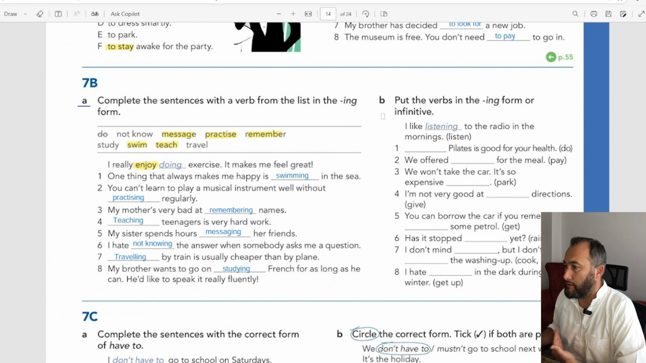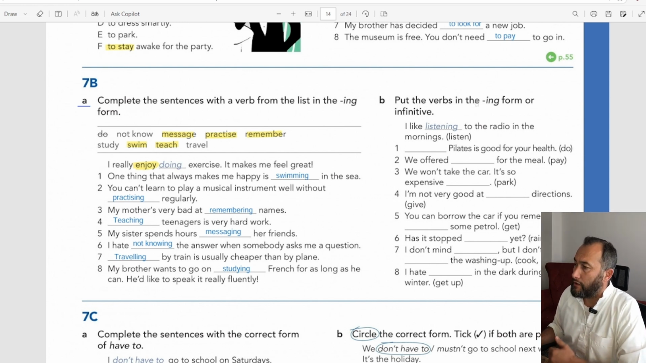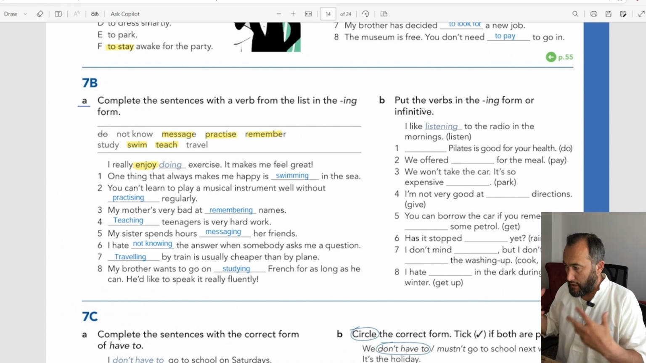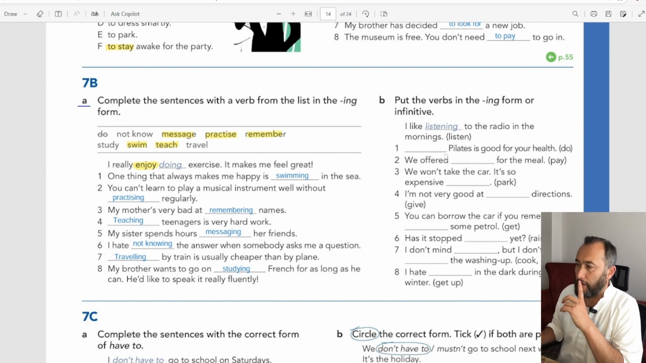Now we're moving to part B. Part B is asking us to put the verbs in the ing form or infinitive. That's a very good exercise because now it's a mixture of the 7a and 7b rules. We need to focus a bit more here because this exercise is asking us about two topics, right?